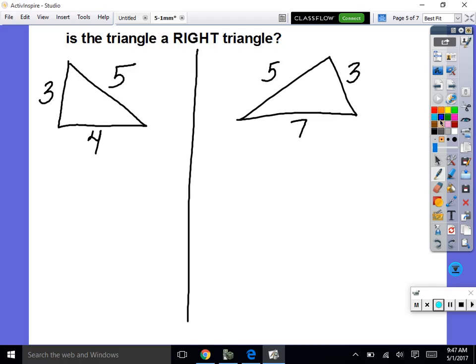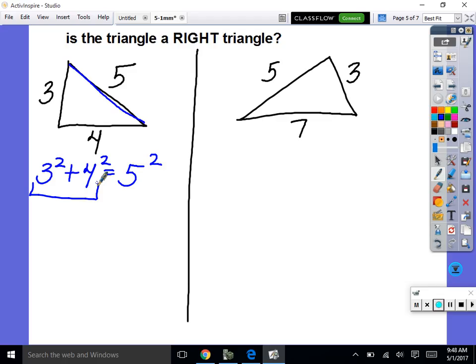Hypotenuse is always the longest side. So what's my hypotenuse here? 5. So you've got to say to yourself, if it's truly a right triangle, this is going to be my hypotenuse. So you've got to set it up right. So we're going to check to see if it is a right triangle. Because if it is, this is a true statement. 3 squared plus 4 squared equals 5 squared. That's a true statement. Let's see if it is a true statement.